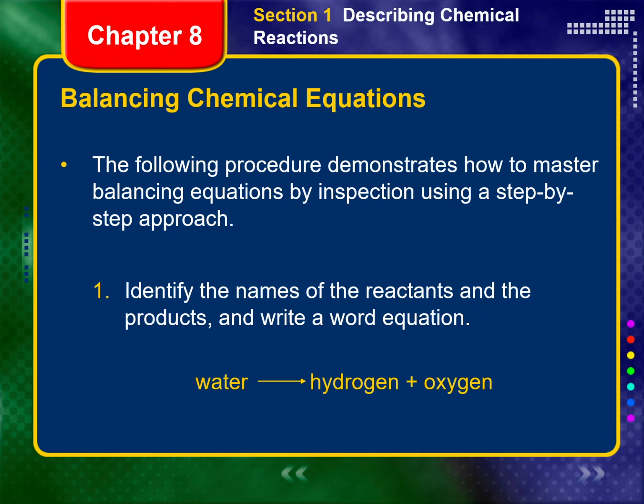Most of the equations in the remainder of this chapter can be balanced by inspection. The following procedure demonstrates how to master balancing equations by inspection using a step-by-step approach. The equation for the decomposition of water will be used as an example. Step 1. Identify the names of the reactants and the products, and write a word equation. The word equation for the decomposition of water is written on the screen now.